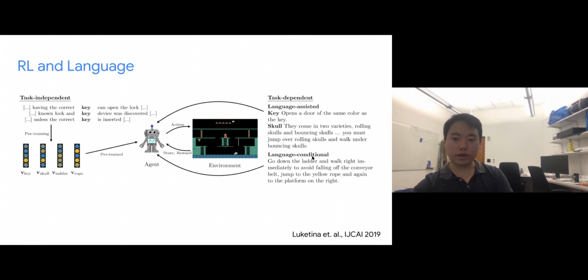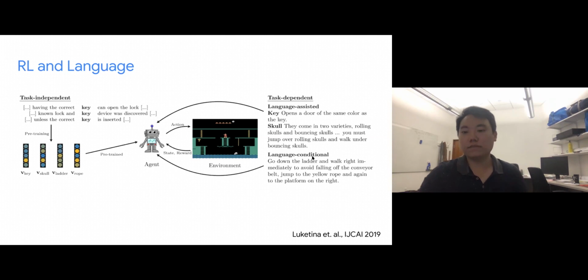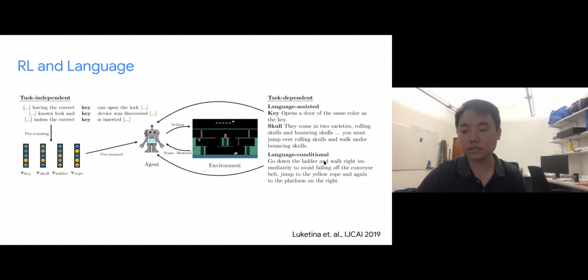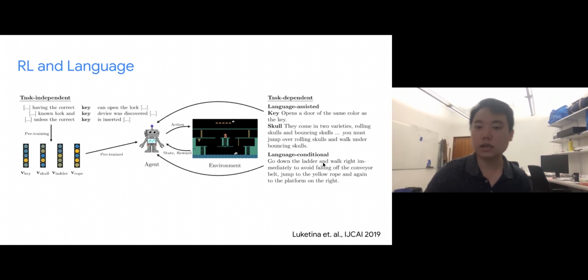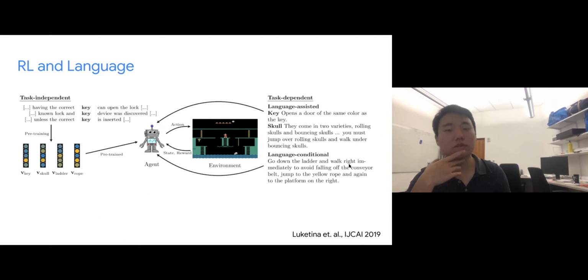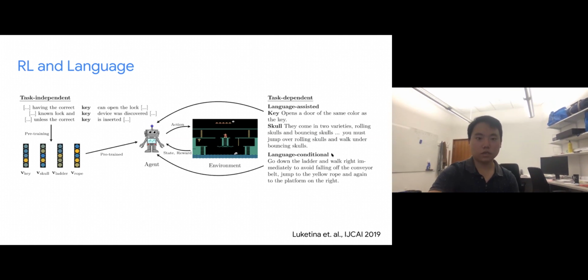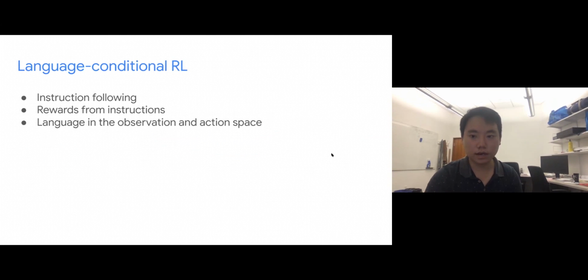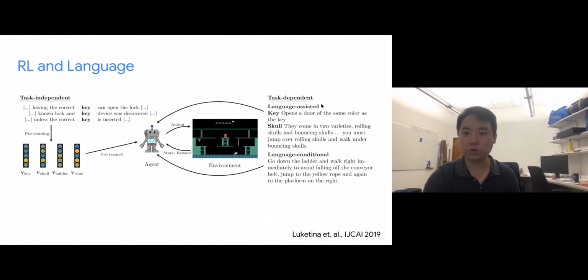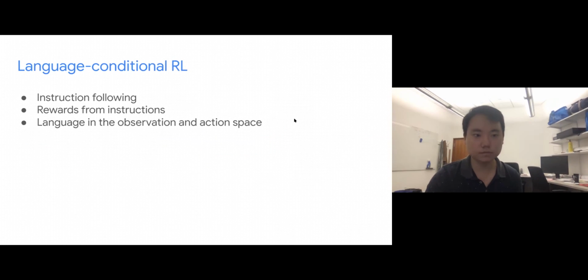Language conditional, on the other hand, basically means that the task is only defined if you have language, because in this case, you're given an explicit instruction, such as going down the ladder and walking right. So the task is not even defined if you don't have language. So these are more language conditional tasks. We're going to look a bit at both language conditional and language assisted. I think these are the main environments that have both your visual inputs and also some description.